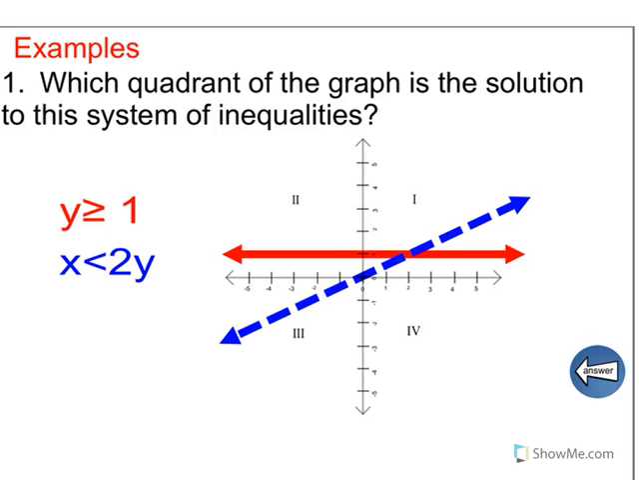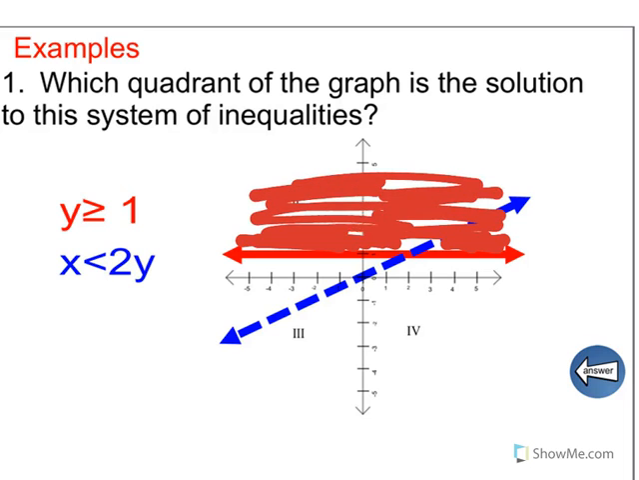Okay, so let's look at example number 1. It asks for which quadrant of the graph the solution to the system is in. So if we look at this first one, looking at the red, it says everything greater than or equal to 1, so that would be everything that's above 1. And then for my blue line, x is less than 2y. In order to solve this one, I'm going to have to get it into slope-intercept form first. So let me divide everything by 2.